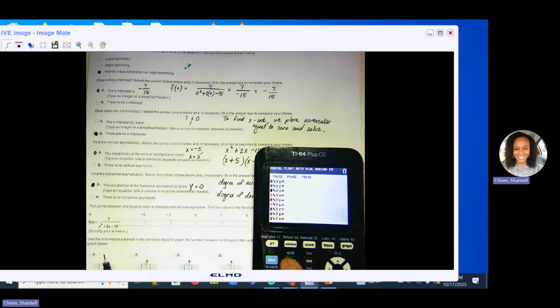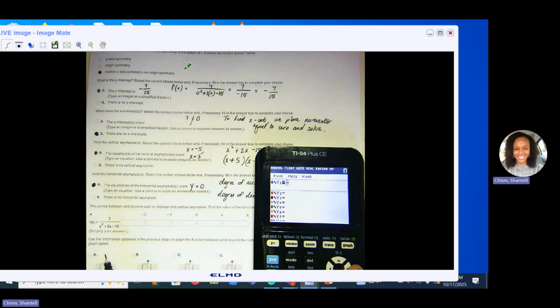Let me try it again. Alpha zoom, and I'm going over here and choosing number 1. There we go. So you do have the option of using that kind of formatting notation to where it's showing you a fraction over a fraction. If your calculator doesn't do that, then just make sure you put this whole thing in parentheses: x squared plus 2x minus 15. Okay? And then I'm going to hit graph.